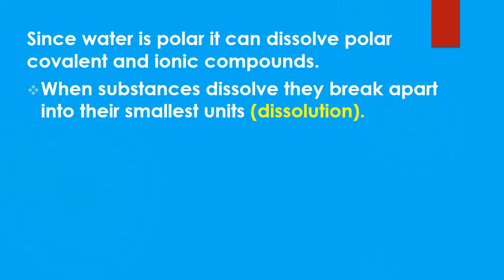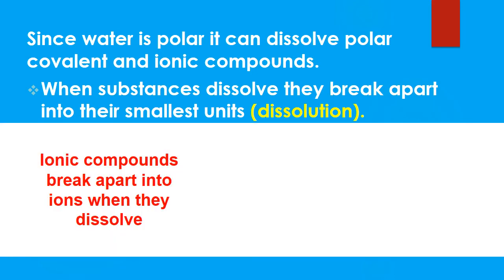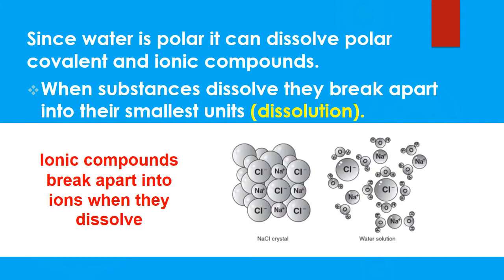When a substance dissolves in water, it breaks up into the individual pieces, the smallest particles that make up the substance. And that is called dissolution. When ionic compounds break up, they're going to break up into ions, because ions are the smallest particles that make up ionic compounds. So for example, we have the sodium chloride crystal, sodium and chloride ions. When they break apart, they're going to separate into the positively charged sodium ions and the negatively charged chloride ions.